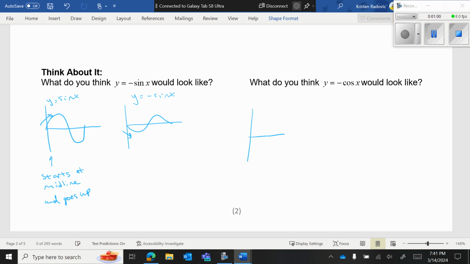Now, cosine starts at the maximum. And negative cosine, because of that reflection, is going to start at the minimum. So we should have this copied from yesterday, and these graphs are really important to remember.